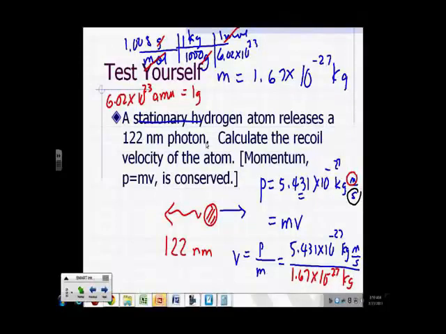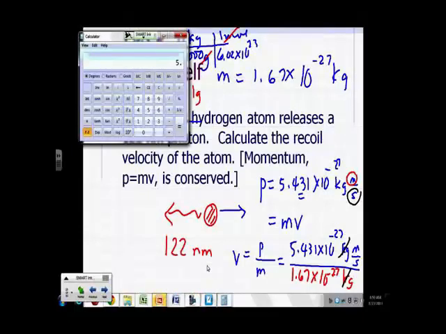So kilograms cancel out, and that gives you how much? 5.431 times 10 to the negative 27 divided by 1.67 times 10 to the negative 27. The powers of ten just cancel out, which makes it easier. So 5.431 divided by 1.67 gives you 3.25 meters per second.